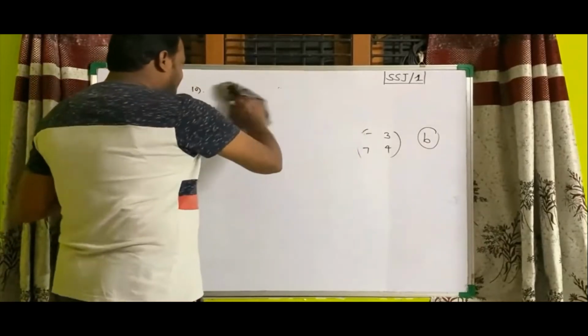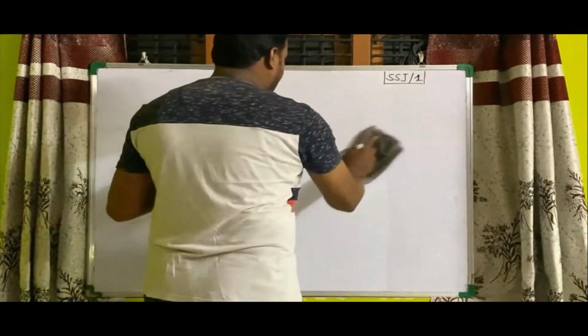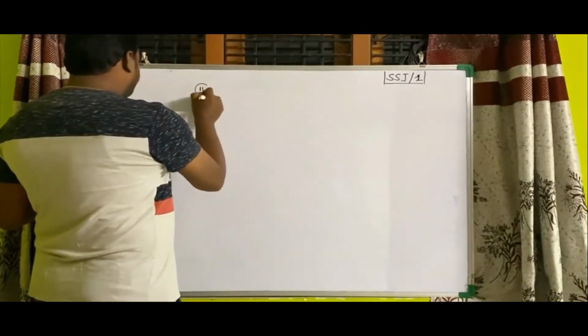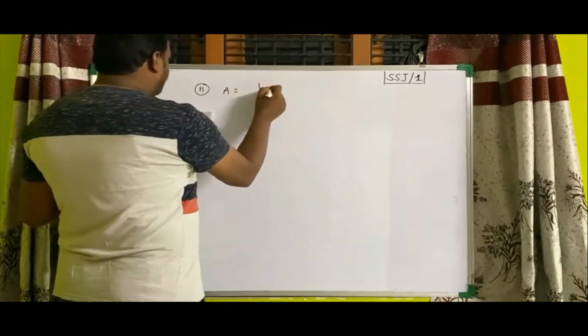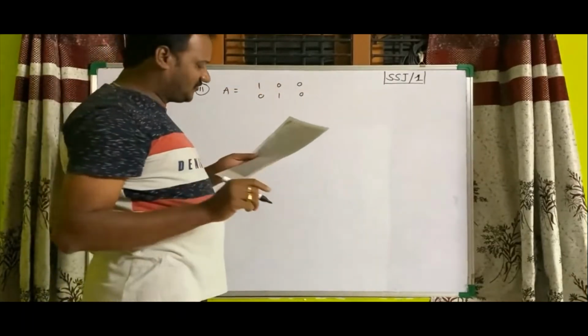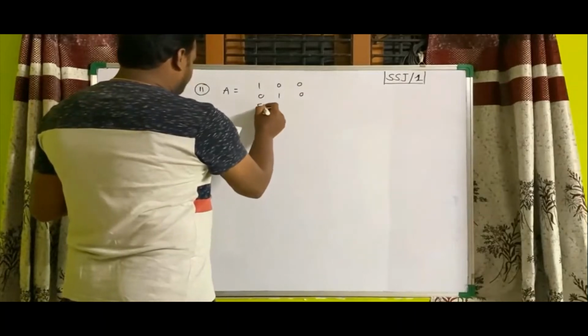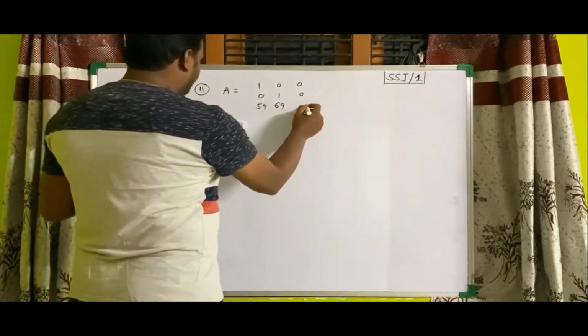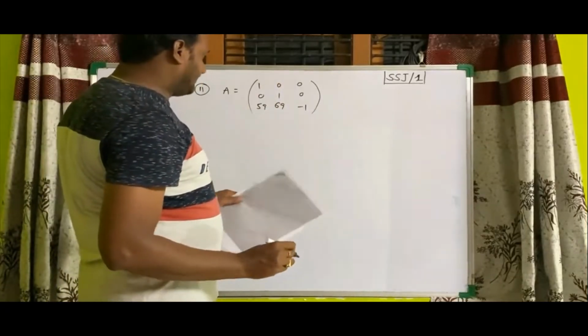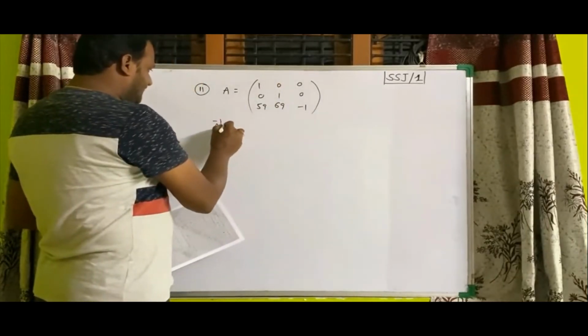So moving on to problem 11. See, this is quite an interesting problem. It seems to be very big, but you can answer this. The problem given here is A is equal to the matrix with rows 1, 0, 0; 0, 1, 0; next is not 0, 0, 1. So that is 59, 69 and minus 1. So what are you asked to find here? You are asked to find A inverse.